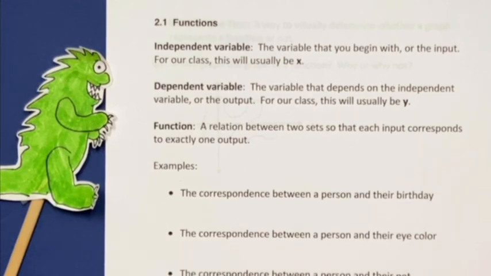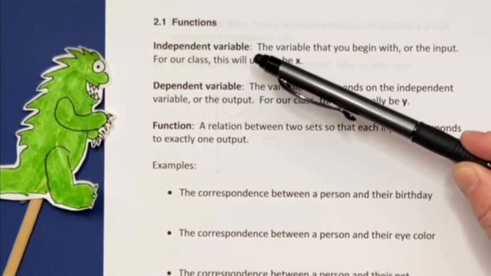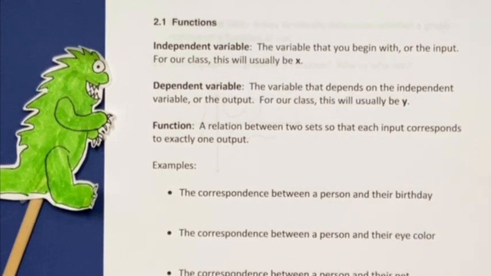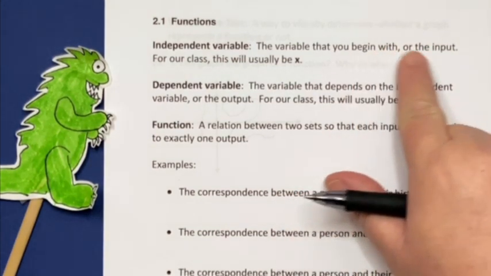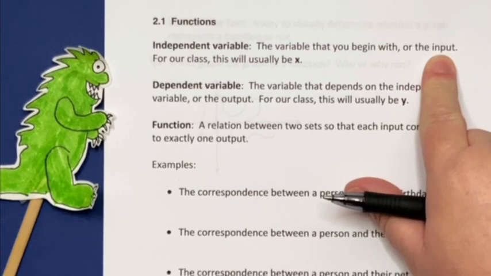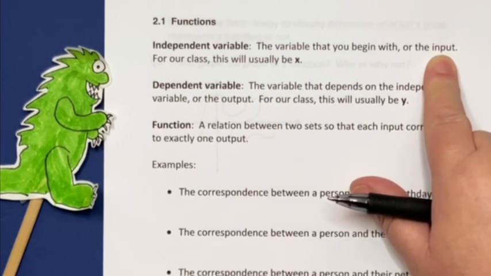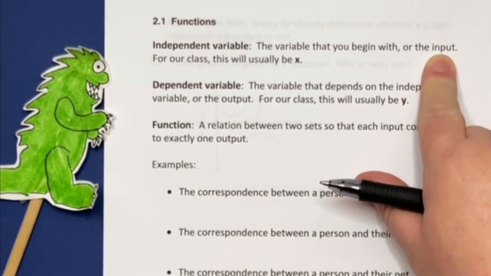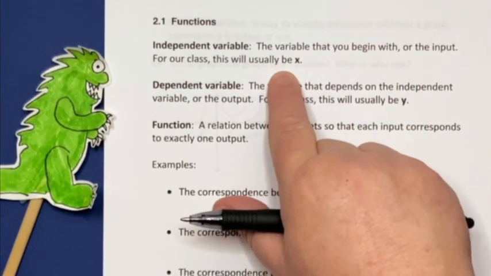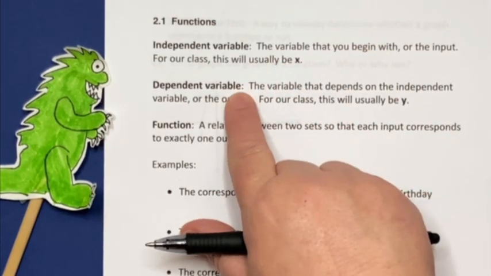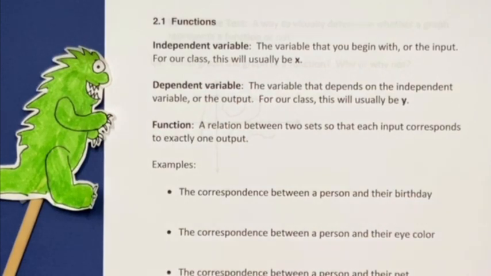The first one is the independent variable. Now, when you've got a function that is connecting variables together, the variable that you begin with, or the input, is considered the independent variable. And this will usually be x for us, although it doesn't have to be. The dependent variable is the variable that depends on the independent variable, or the output. For our class, this will usually be y.